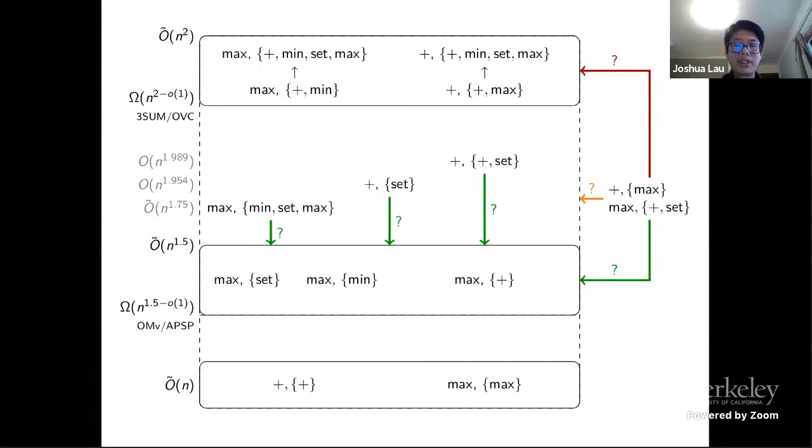So we hope that this class of data structures can inspire some future work, perhaps being used as a primitive in more complex algorithms, or just for showing the hardness of other problems.